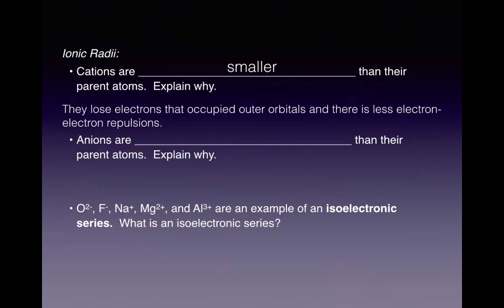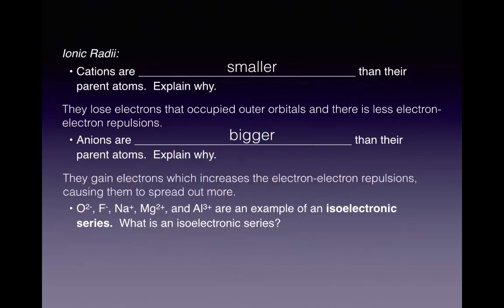Now, for anions, since I'm adding electrons, it's going to get bigger. It's going to be bigger than its parent atom. And the reason why is because they gain electrons, and that increases the electron-electron repulsions, which causes them to spread out even further. Now, if you notice below, I have oxygen with a 2- charge, fluorine with a 1- charge, sodium with a +1, magnesium with a 2+, and aluminum with a 3+.